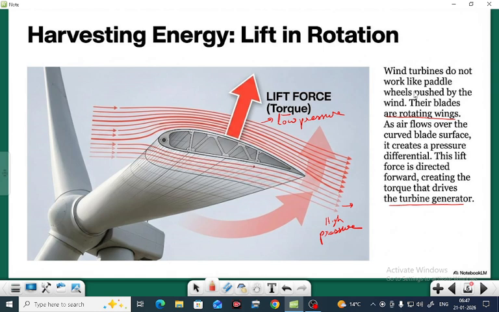So wind turbines do not work like paddle wheels pushed by the wind. Their blades are rotating wings. As air flows over the curved blade surface, it creates a pressure difference. This lift force is directed forward, creating the torque that drives the turbine generator.